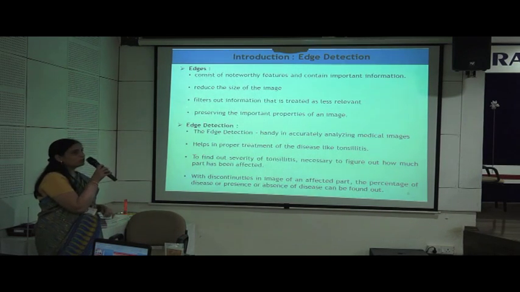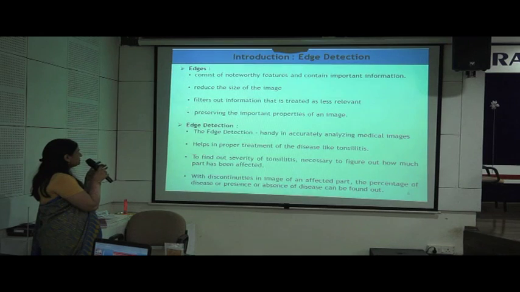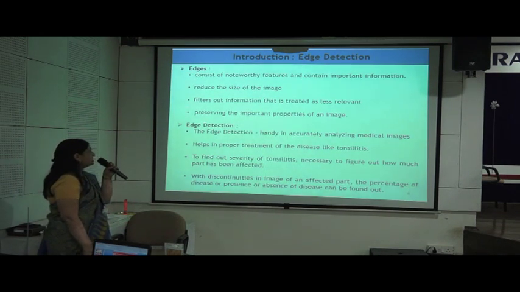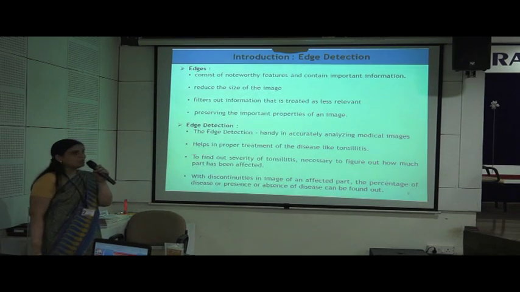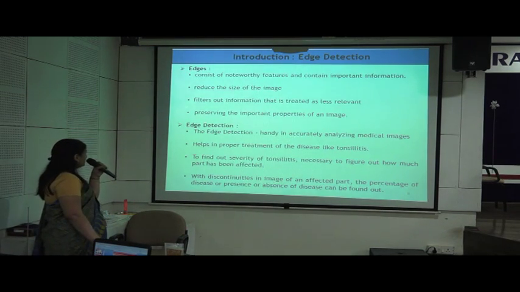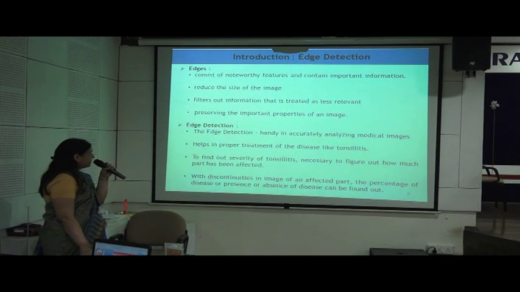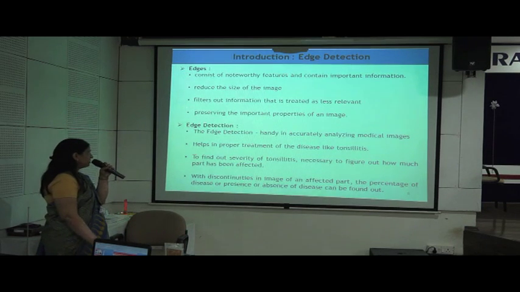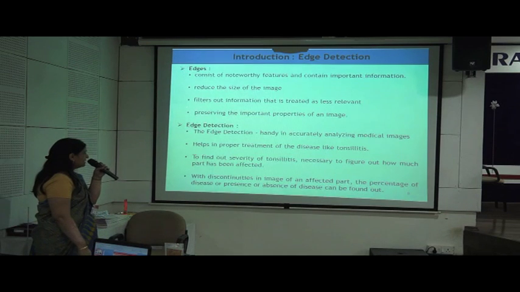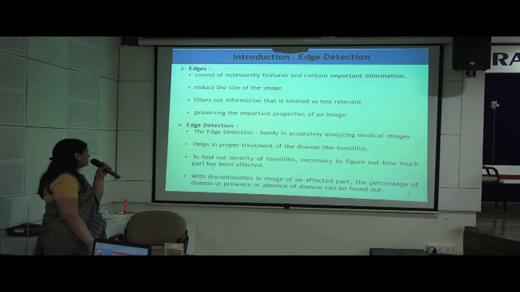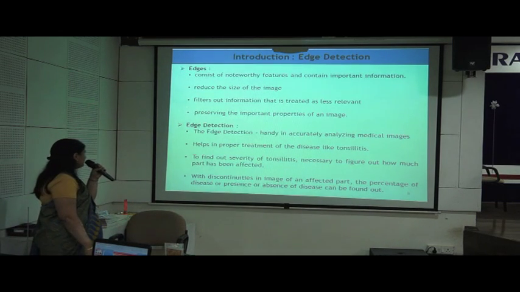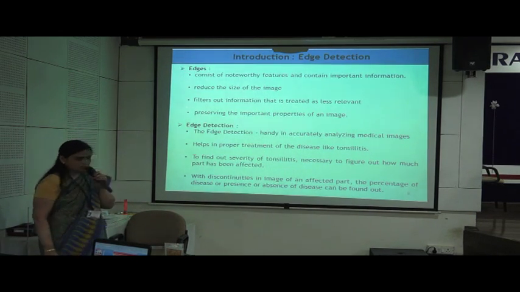Edge detection: edges consist of noteworthy features and contain important information. They reduce the size of the image, filter out information that is treated as less relevant, and preserve the important properties of an image. That's why edge detection is handy in accurately analyzing medical images. It helps in proper treatment of diseases like tonsillitis, which I have considered for my work. To find out the severity of tonsillitis, it is necessary to figure out how much part has been affected. With discontinuities in the image of an affected part, the percentage of the disease or the presence or absence of disease can be found out.